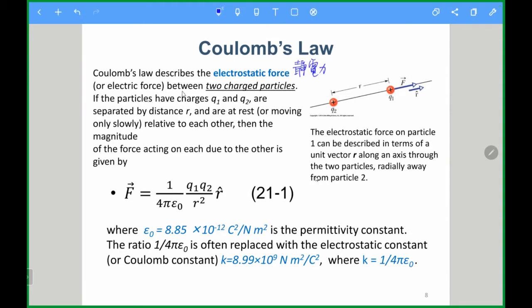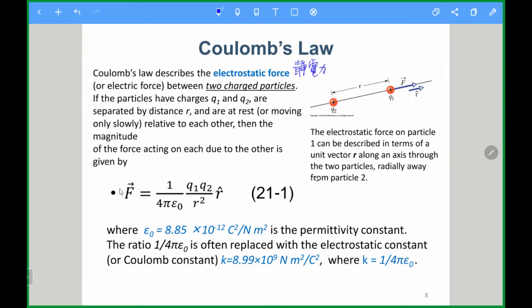Between two charged particles, if the particles have charges Q1 and Q2, are separated by distance r and are at rest or moving only slowly relative to each other, then the magnitude of the force acting on each due to the other is given by this equation. So this is the so-called Coulomb's law. I suppose you should have learned it in high school. But of course, here we just write it in the vector form.